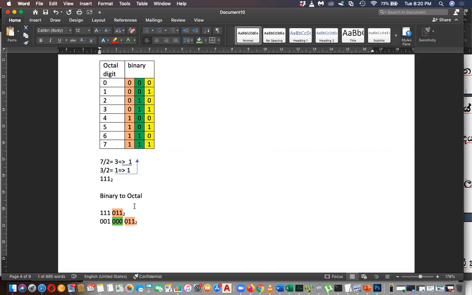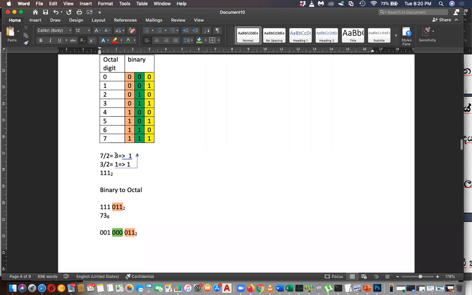Then you write down according to the table. In the table, 1 1 1 is 7. 0 1 1 is 3. So the octal value is 73. So this is the easiest way to find out the octal value of any number.